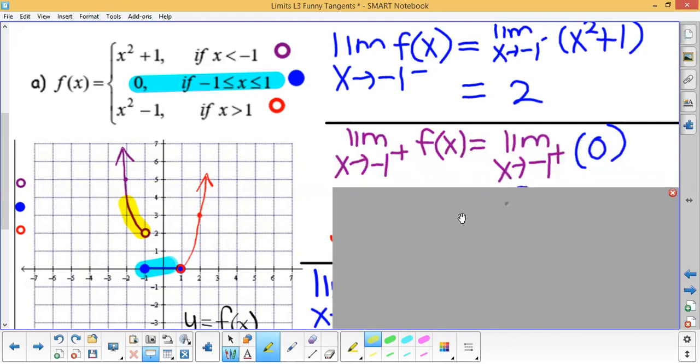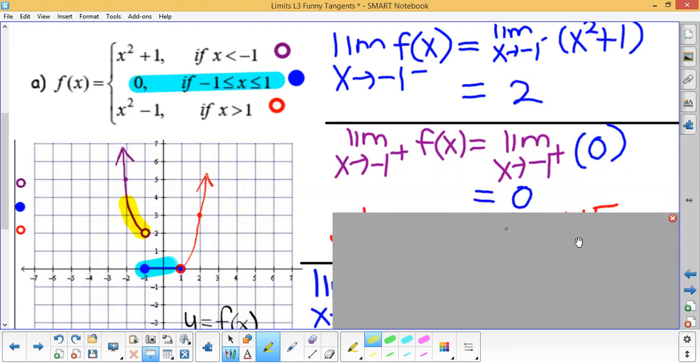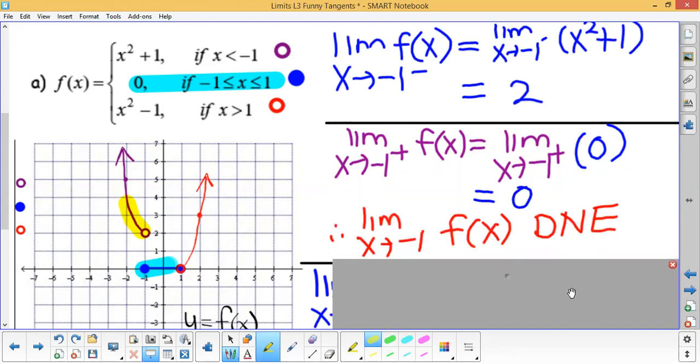When we get to negative 1 from the right, there's only one option for the function. That is the function y is equal to 0, and obviously the value of that function is equal to 0. So at negative 1, the limit is not the same as we approach from the left and as we approach from the right. Therefore, the limit does not exist. It can't get more clear than that. But now we have to move on.